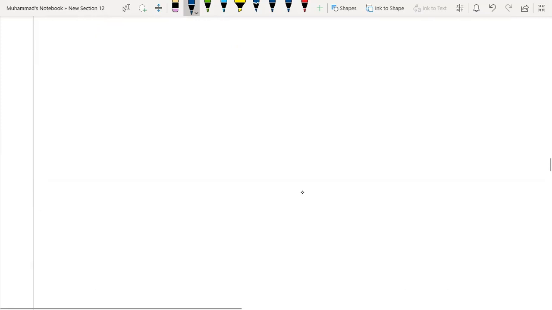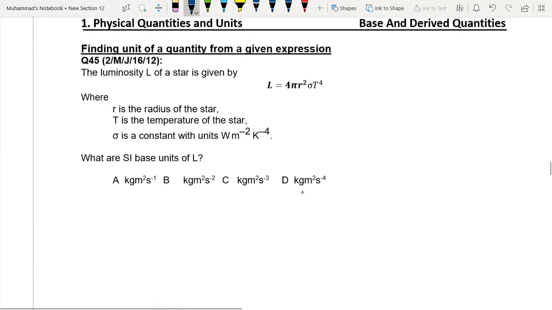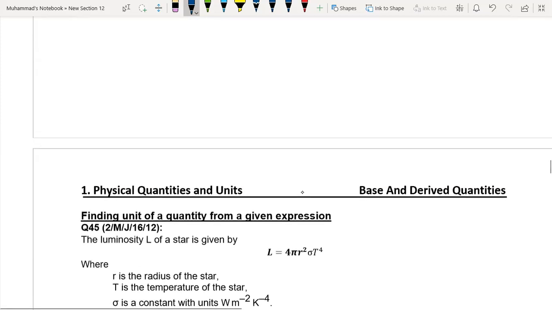Okay, so in the next lecture, I will explain how you can find a unit from a given expression. I hope you understood what I have taught you. Thank you so much.